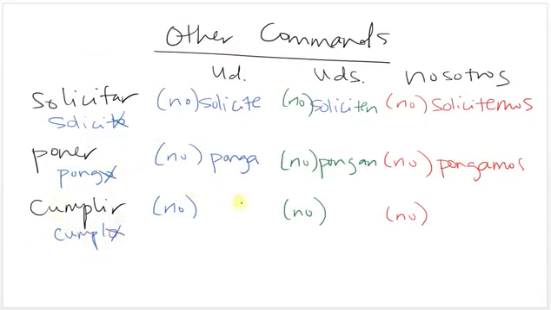Okay, for cumplir, go to the yo, which is cumplo. Drop the o, add the opposite ending. The opposite ending for IR verbs is an A again. So cumpla or no cumpla. For ustedes, cumplan or no cumplan. And for nosotros, cumplamos or no cumplamos. Just the opposite ending.